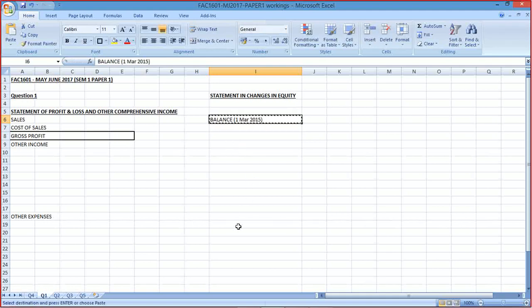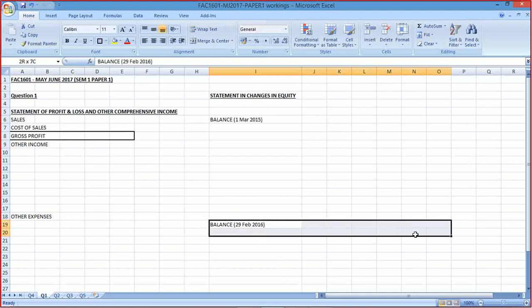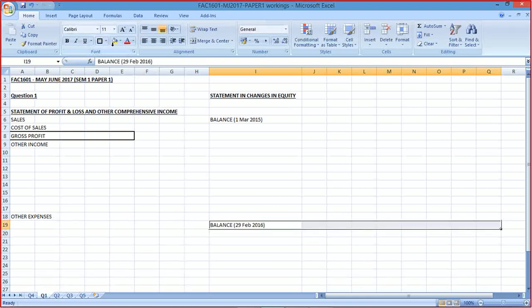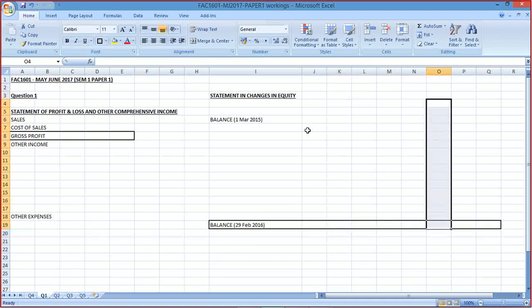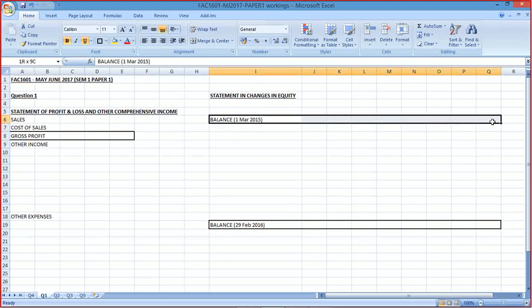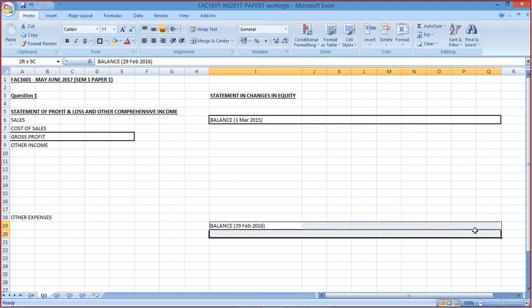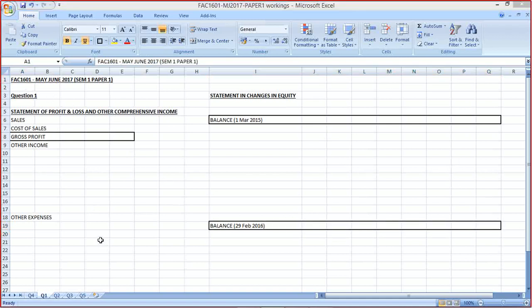Right, then you'll have balance at the end of the year. Again, leave space. And then 29 Feb 2016. And that's it. That's pretty much what your statement of changes in equity is going to look like. And obviously you'll have different columns for all the different equity line items. Okay, that will build as we go through the question. But I know I'm going to have a heading there and a heading here, and I'm going to have columns representing different things. What else do they want in the question?